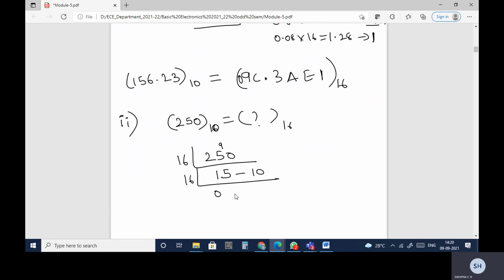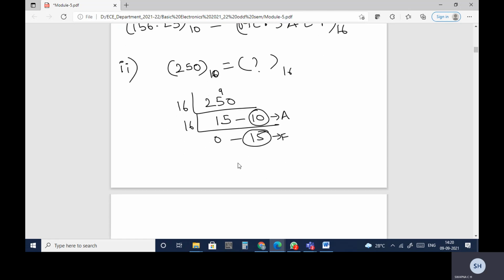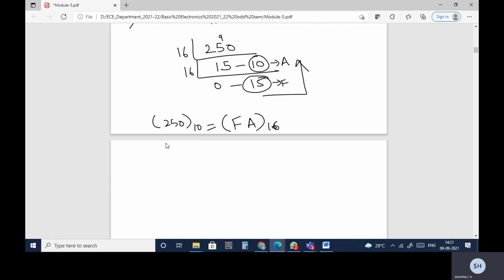And 16 zeros are 0, and I'll have 15 left out, so I'll write 15 here. As I've already mentioned, 10 and 15 will not be there in hexadecimal, so 10 I need to represent with A, and 15 I need to represent with F, and this is for the integer part. Anyway, I don't have a fractional part, so I need to write it from bottom to top. So it is nothing but FA base 16. So 250 base 10 is nothing but FA base 16. This is how we convert the given decimal number to hexadecimal number.